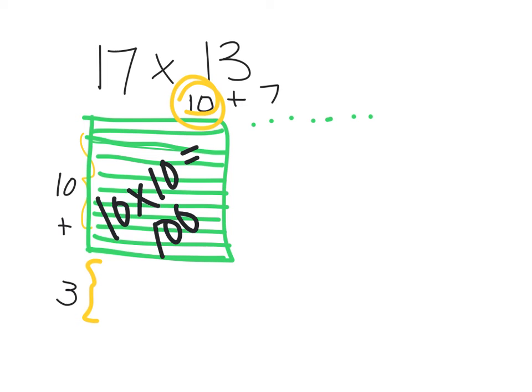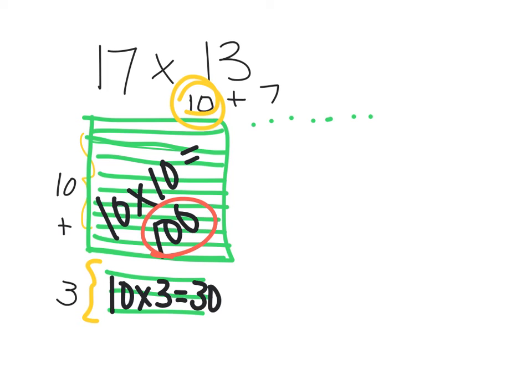So now I just have 1, 2, 3. So what does that equal? 3 groups of 10. What does that equal? 30. So that one looks like 10 times 3 equals 30. So I already have 1 partial product, 2 partial products. Am I done? No.